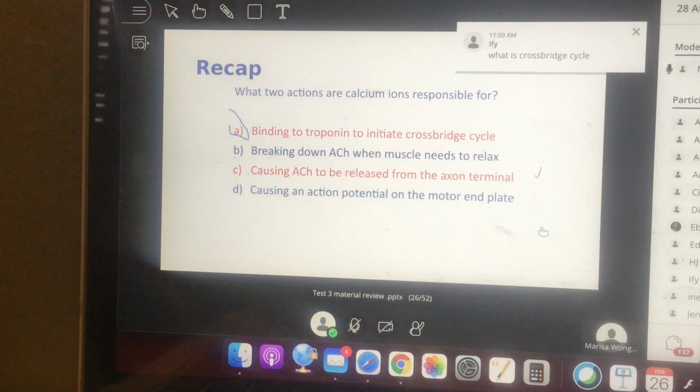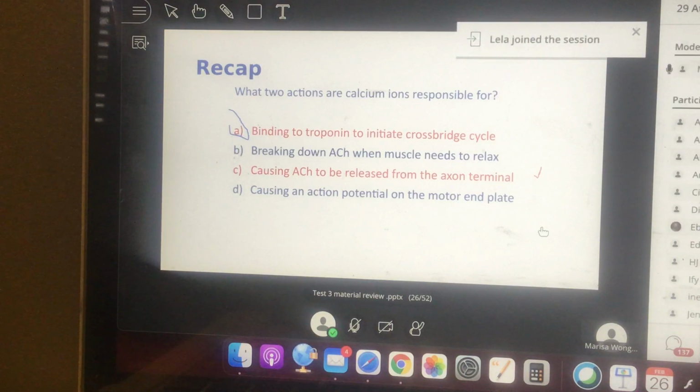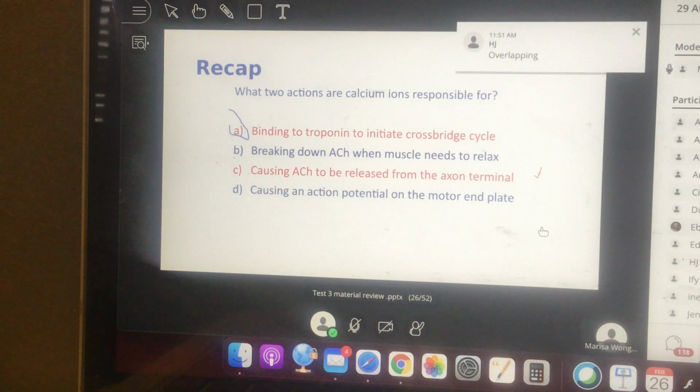The cross-bridge cycle is what happens between actin and myosin. That's just a different name for it. It's where the myosin binds to actin. That's what a cross-bridge is, the myosin grabbing onto the actin. And then it pulls it, and then it lets it go, and then it rebinds to it in a new place and pulls it and lets it go. That's what it's called, because the cross-bridge is the word for the myosin binding to actin.